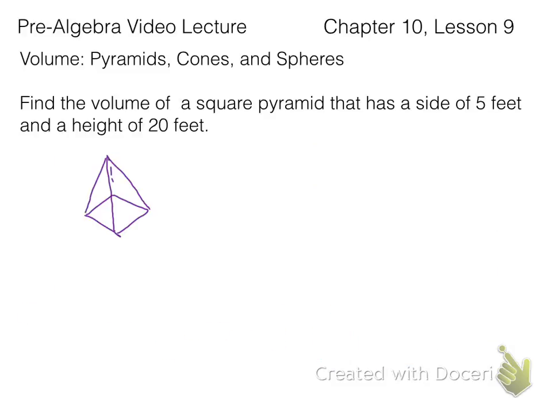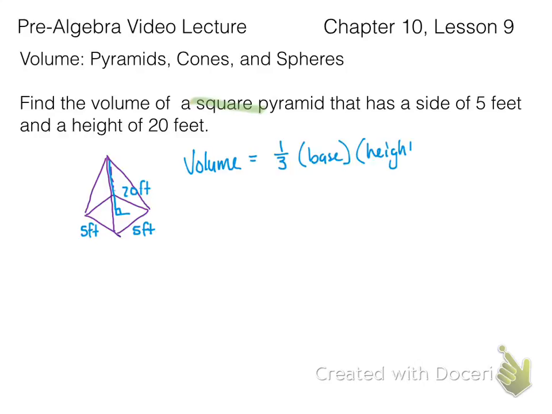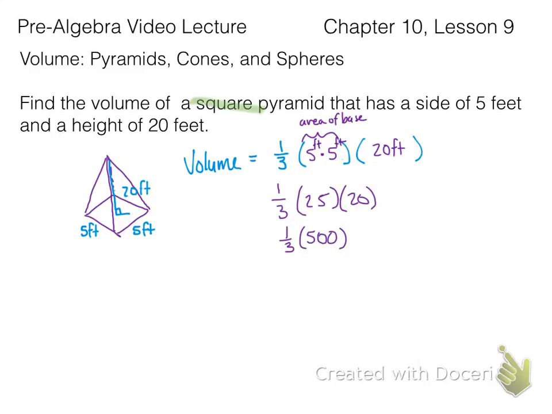Okay, so we're going to find the volume of a square pyramid that has a side of 5 feet by 5 feet and a height of 20 feet. And we know both sides are the same because it's a square. All right, so if you remember our formula, it is 1/3 times the base times the height, and the base is actually the area of the base. So I replace that with 5 times 5, which is the area of the base, and the height with 20 feet, and just remember that the base is feet and feet, and you multiply it all together. We are going to get the volume, which is 166.7 feet cubed, because we're dealing with volume, and we have 3 feet being multiplied together, so feet times feet times feet is feet cubed.